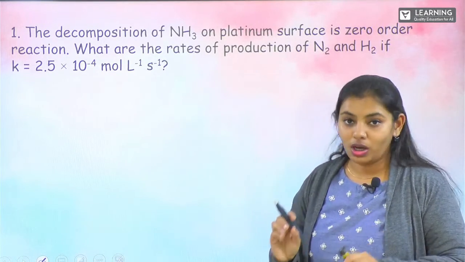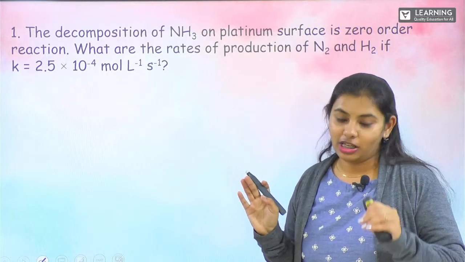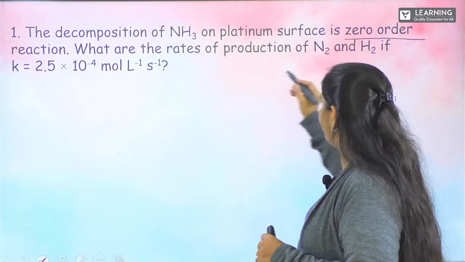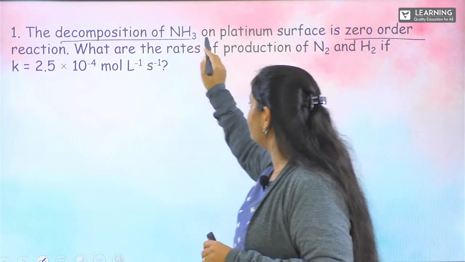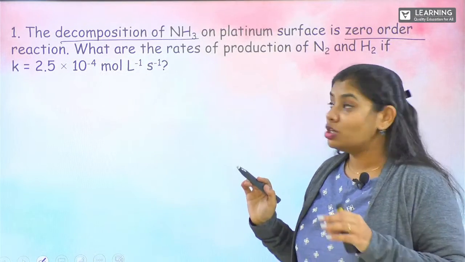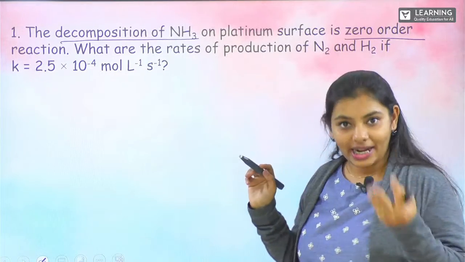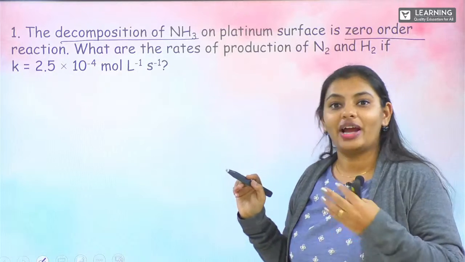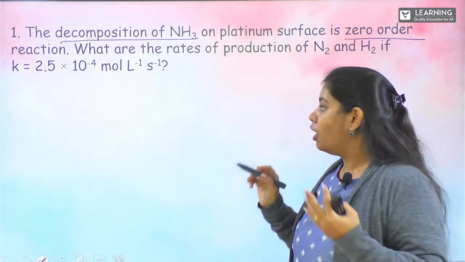So what is given over here? Decomposition reaction of NH3. Fine. What is the order of the reaction here? It is zero order. Decomposition of NH3 is a zero order reaction. They have given the rate constant already, and they've asked us to find out the rates of production of N2 and H2.